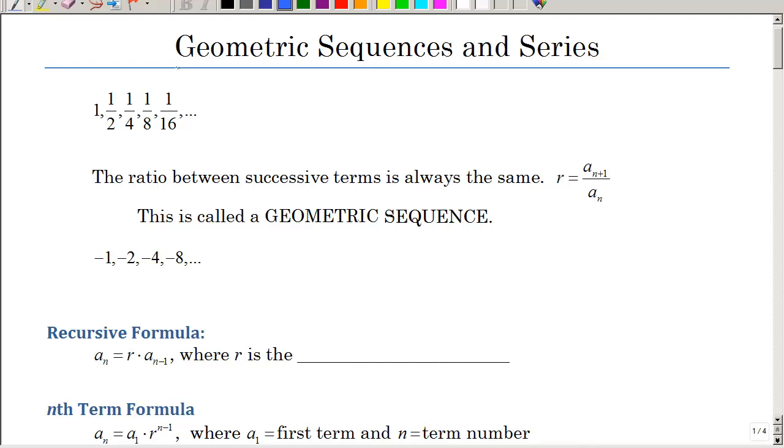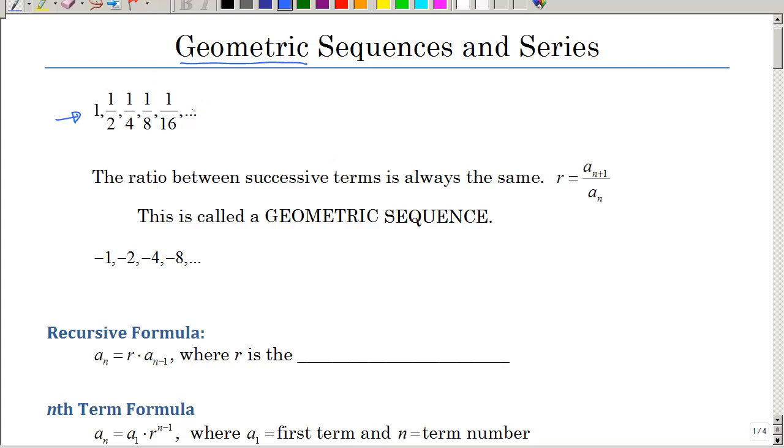In the last lesson, we looked at arithmetic sequences and series. Today, we look at what's called geometric sequences and series. Let's look at this first list of numbers. Can you establish the pattern?